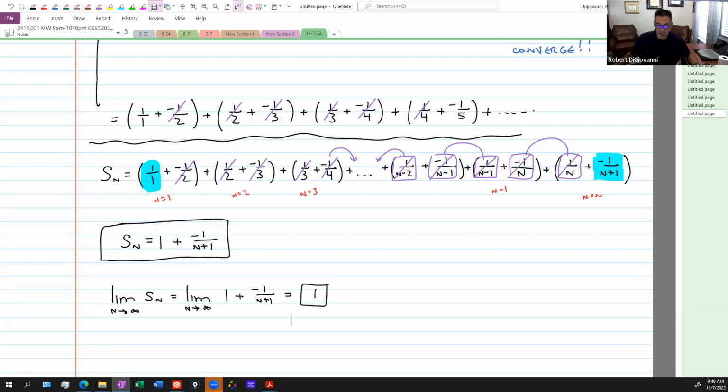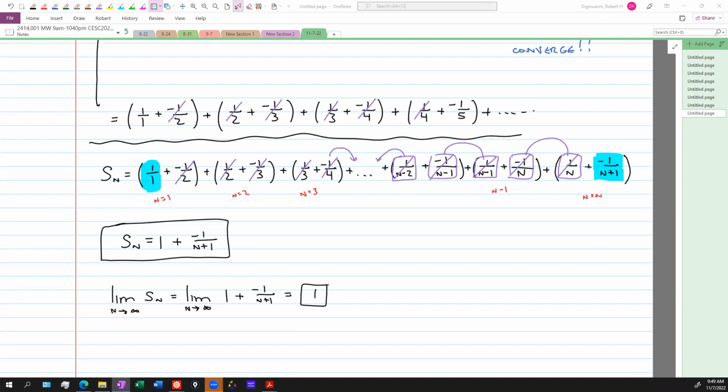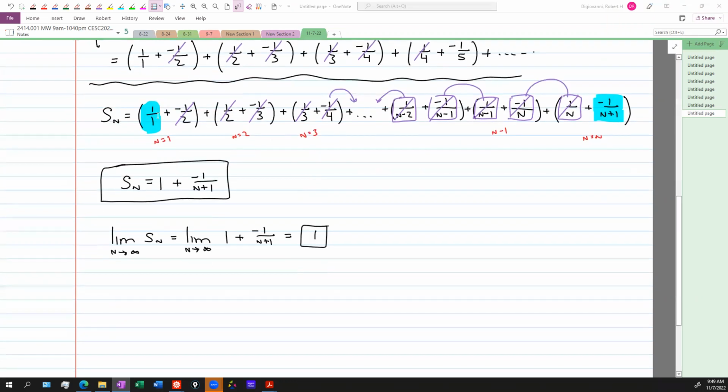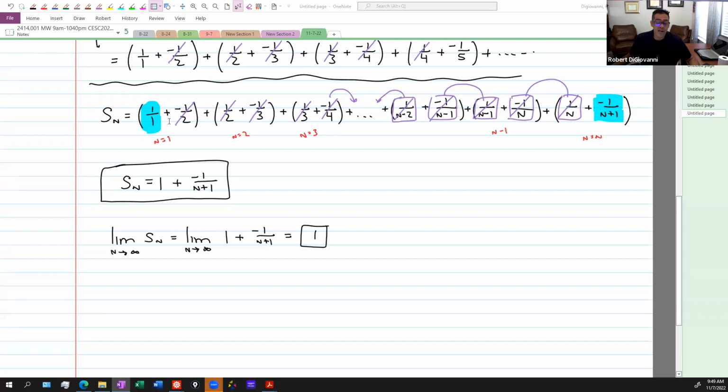Think about that for a minute. Why do they call it telescopic or collapsing? What do y'all think? How do you think they call it a collapsing series? It ends where it begins. Yeah, the only thing left was the two ends. The first piece and the last piece were the only thing that we had left.